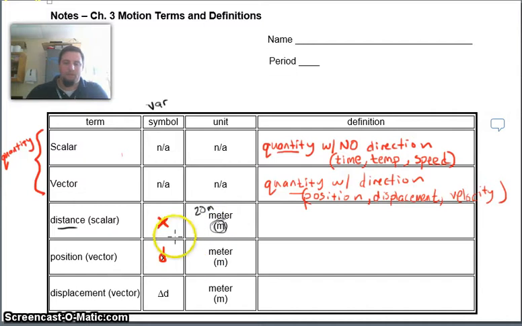One thing to note is to try not to get the symbol or the variable mixed up with the unit, because they are both single letters. They're generally lowercase, and they're easy to get mixed up. Remember, the variables go in the equations, and the units go after the number. So distance, all distance, is total path traveled.